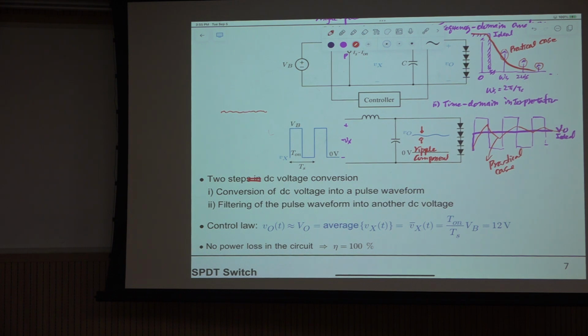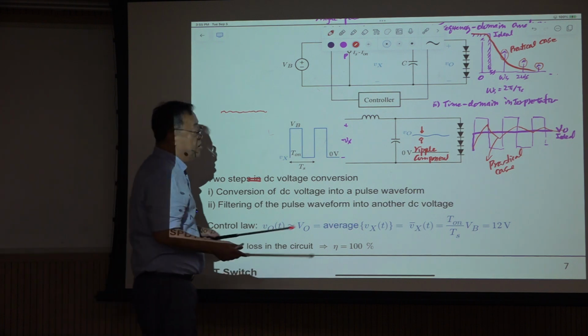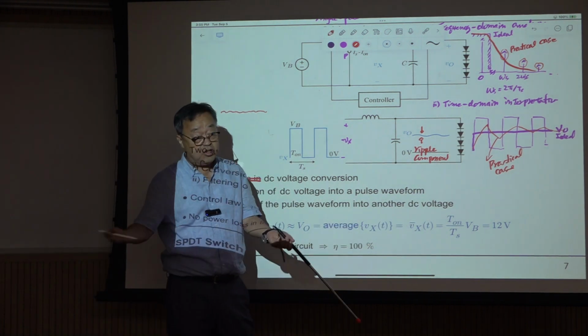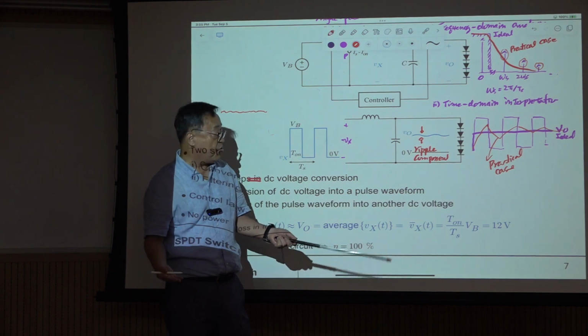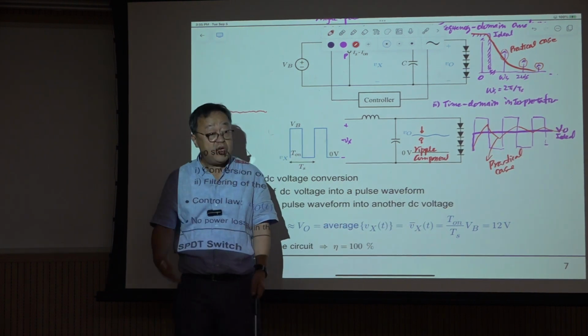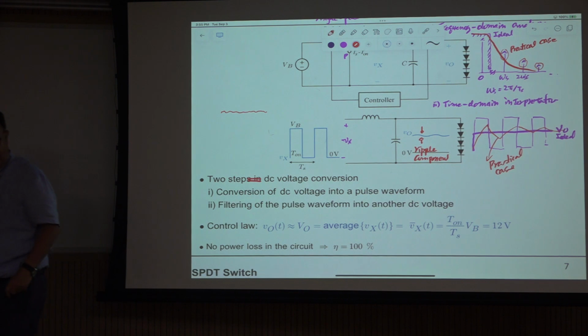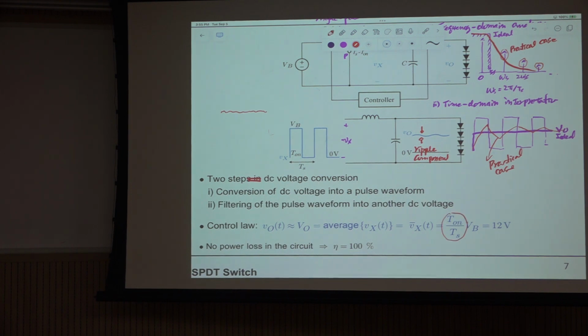Okay. Some students, particularly Korean students, call it duty. Duty is something else. Okay? No, they call it duty. Okay? It is the duty ratio. All right? So you should call it duty ratio, not duty. Duty ratio of the active switch.